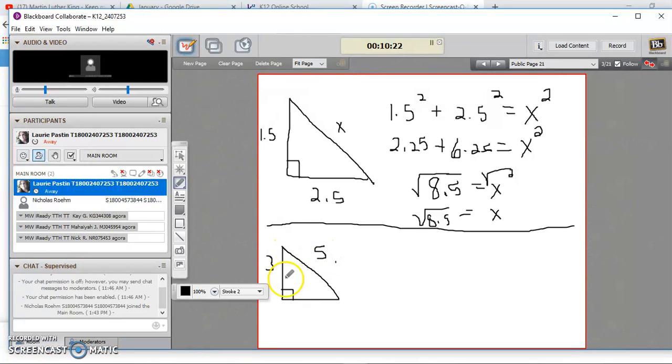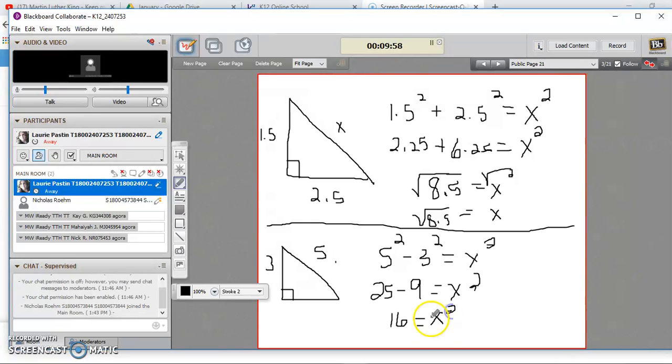So I see I have the hypotenuse and one of the legs, so I use the subtraction formula. I always put the long side first. 5 squared, take away 3 squared, equals that last side squared. 25, square each number. All right, 25 take away 9 is going to give me 16. And remember, I don't want to solve for x squared, I want to solve for x. So I take the square root of both sides, x equals 4.